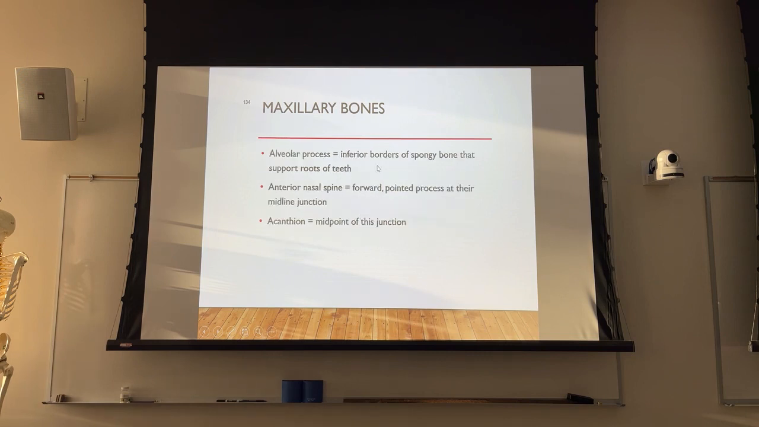All right, so alveolar processes hold the teeth. Anterior nasal spine is where the two bones come together. And we took a look at that. That's essentially your acanthion, right? Where the two bones come together and form that little point, is the anterior nasal spine.